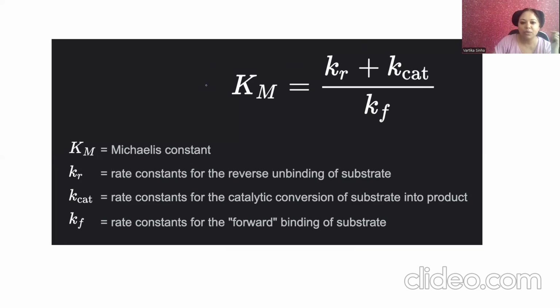Also, for those people who do not know the relation between Km and Kcat, there is one equation: Km is equal to the rate of the reverse reaction plus Kcat over the rate of the forward reaction. Kr means the reverse reaction, Kf means the forward reaction, right?